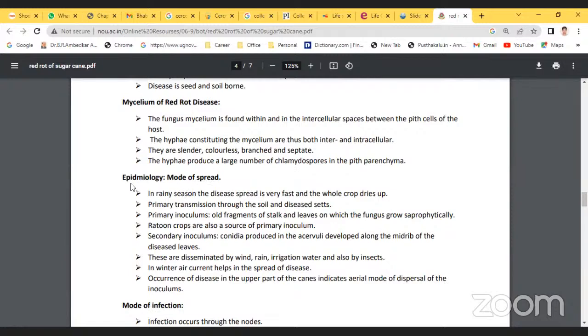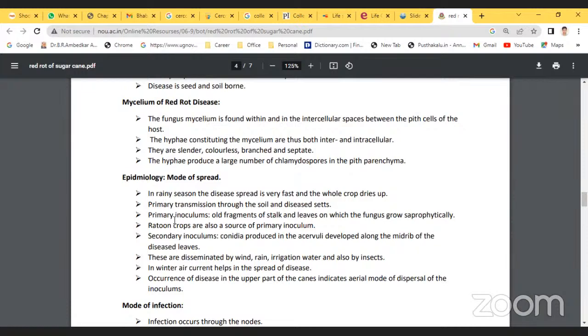So, epidemiology: the mode of spread, how the disease spreads. In the rainy season, the disease spreads very fast and the whole crop dries up. The primary transmission is through the soil and diseased sets. The primary inoculum is old fragments of stalk and leaves on which the fungus grows saprophytically. So this is the reason we advise farmers that crop rotation is the best treatment to control this type of soil-borne disease.